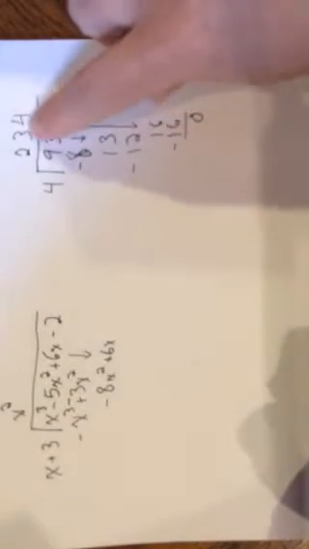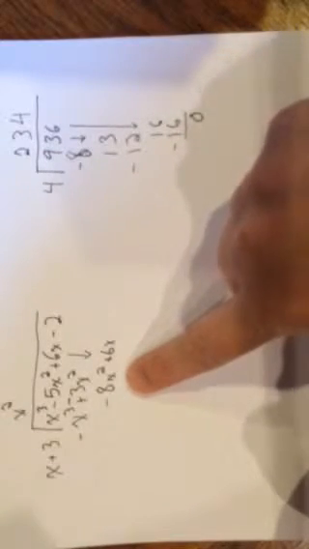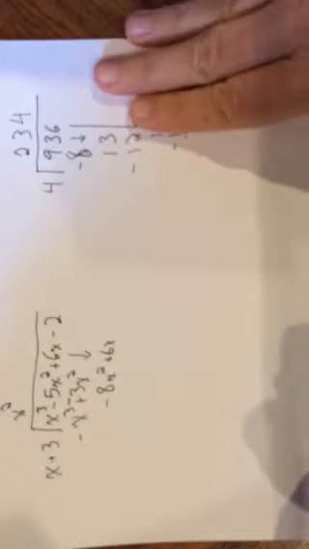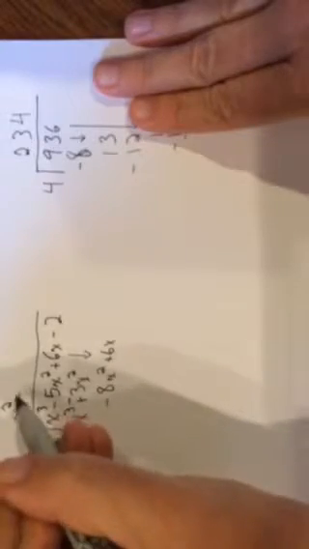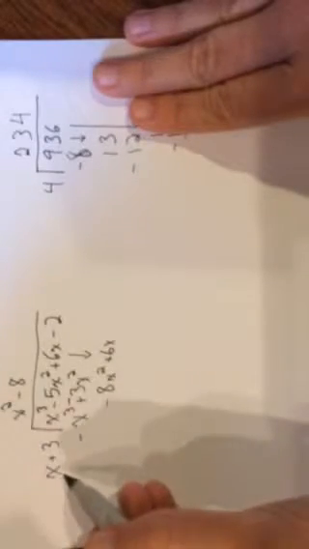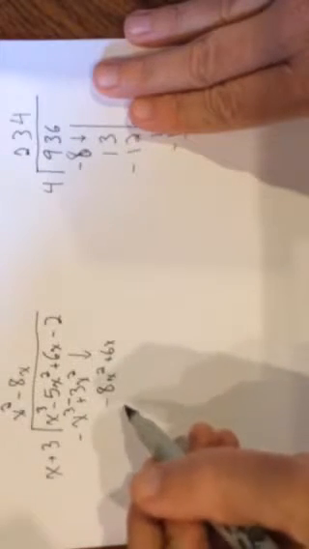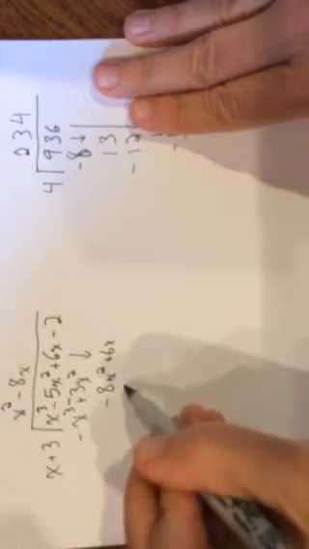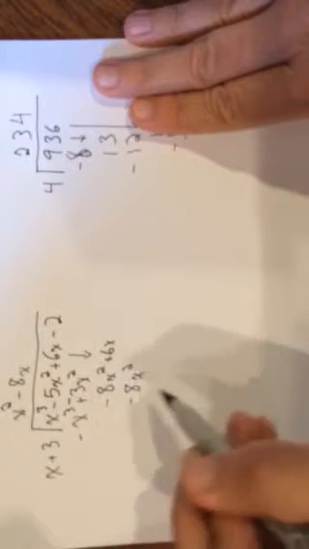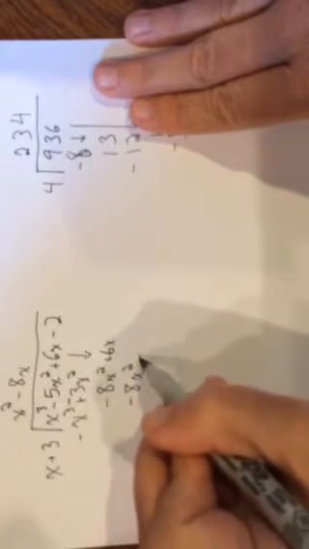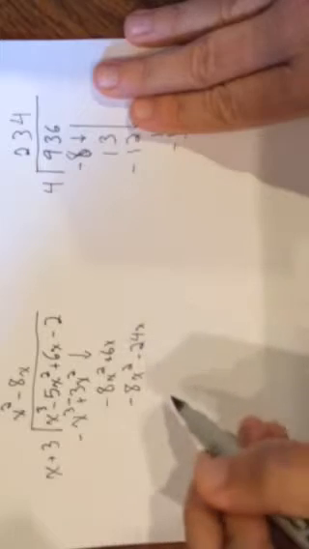And start again. See how many times does x go into minus 8x squared? Or what times x gives me minus 8x squared? Well, minus 8, obviously I would need that. And x times x would give me x squared, so minus 8x. So minus 8x times x would be minus 8x squared. Minus 8x times 3 is minus 24x.